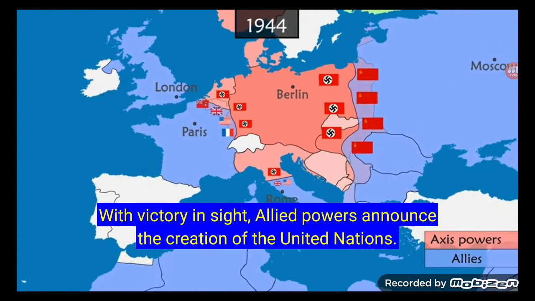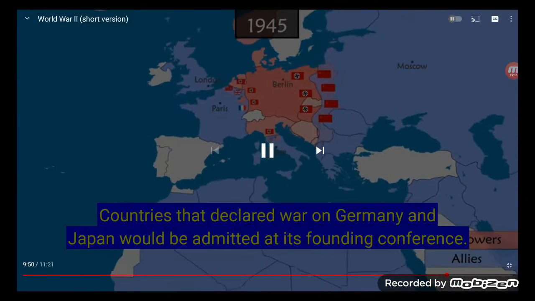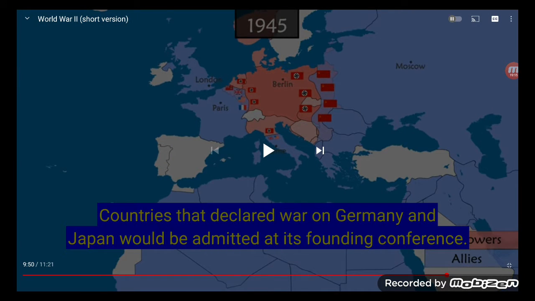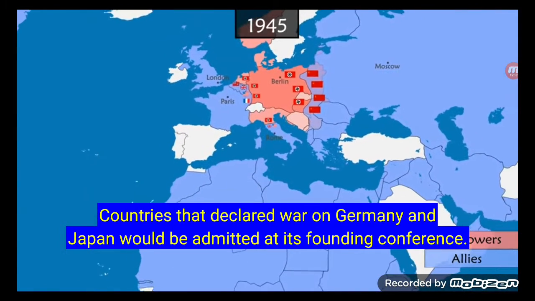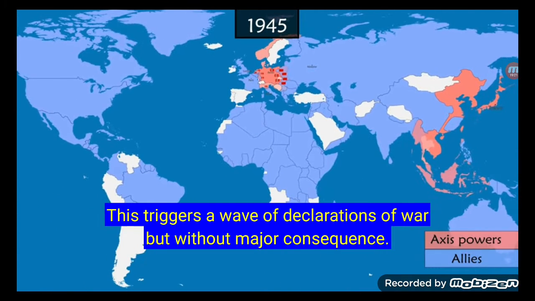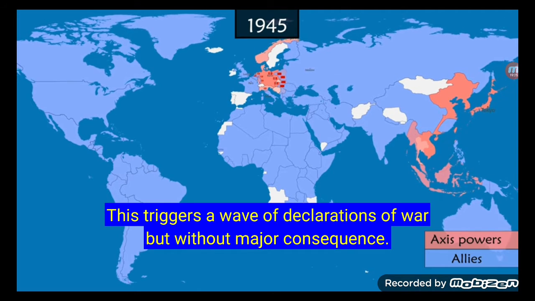With victory in sight, Allied powers announce the creation of the United Nations. Do you have any last words, Germany? No. Okay. Countries that declared war on Germany and Japan would be admitted at its founding conference. This triggers a wave of declarations of war, but without major consequence.